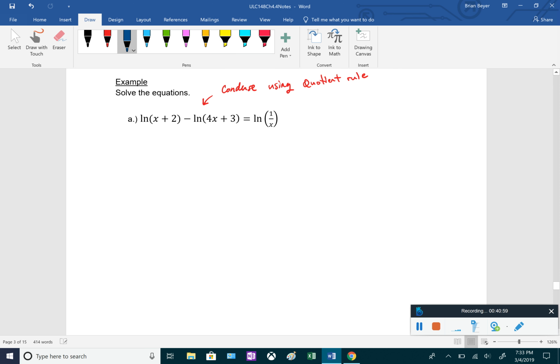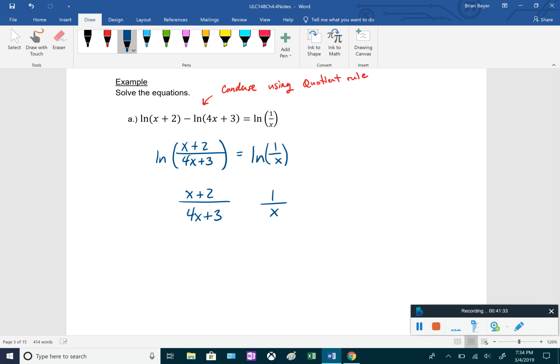So to condense this using the quotient rule, it's going to be ln of x plus 2 divided by 4x plus 3. And we know we needed the quotient rule because it was being subtracted, right? So it's going to be equal to ln of 1 over x. So now we have the same log on both sides with nothing else being multiplied on it. So what we can do is drop the log, and then we're left with x plus 2 over 4x plus 3 equals 1 over x.